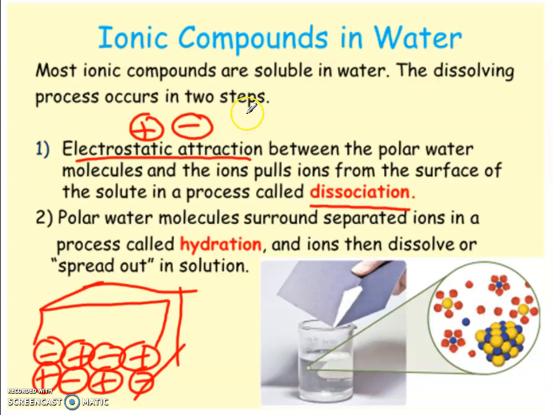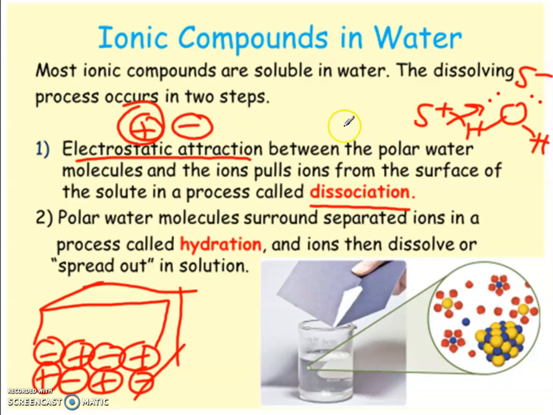apart these ions. The reason why is because the slightly negative side of the molecule, which is the oxygen, will become attracted to the positive ions. The slightly positive portion of the molecule, which is the hydrogens, will become attracted to the negative charges. So opposites attract, and that's exactly what happens.